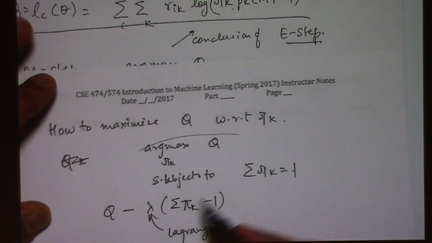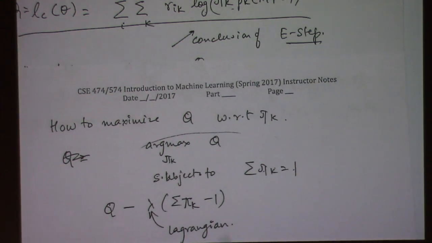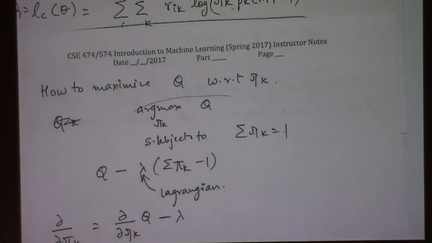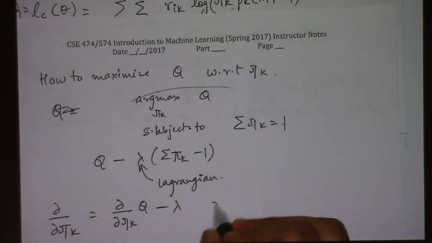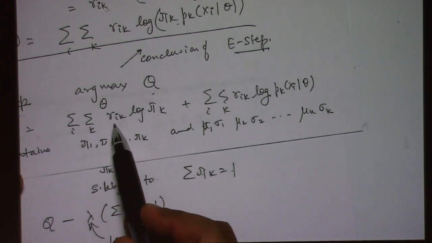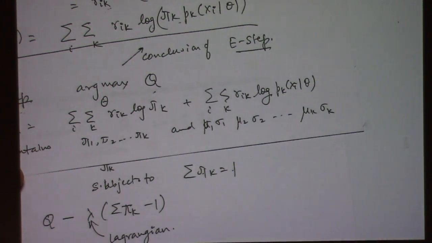And so the way to solve this would be to take the partial derivative of this first with respect to each pi k, and then second with respect to lambda, and set that to 0 and solve those to get the optimal values for pi k, right? So of course the partial derivative with respect to pi k will be given as the partial derivative with respect to q minus lambda, because lambda just contains pi k's added up. So for any one pi k it will just be 1.